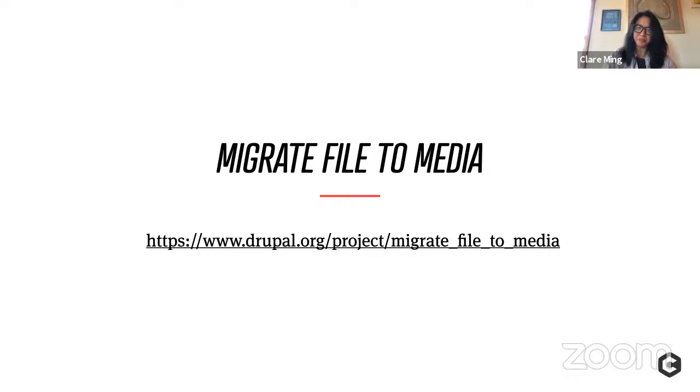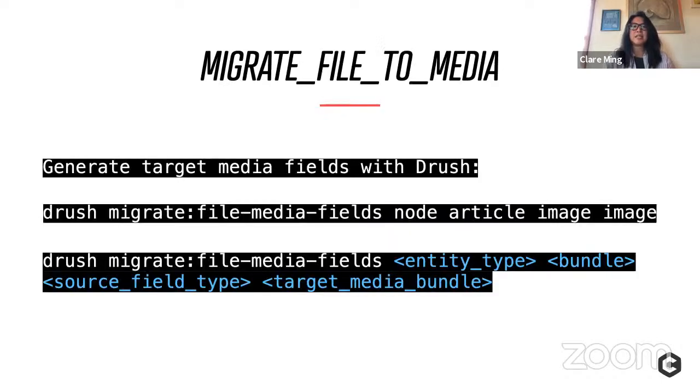Next slide. The other contrib project that I want to mention that a lot of people seem to have success with is migrate file to media. It also leverages drush commands to automate these processes. So you can run this drush command, drush migrate file media fields, pass in the entity type, the bundle, the source field, the target media bundle, and it will generate your target media fields just by running this drush command, which is very cool.